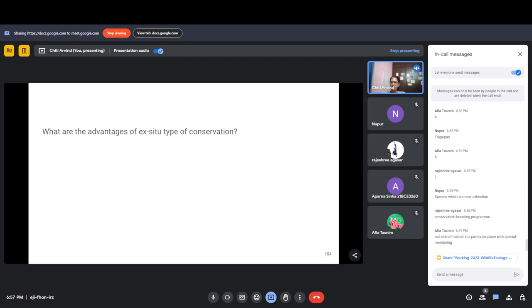Afia, you're telling in situ or ex situ? Ex situ, right. So, ex situ is offsite by creating suitable conditions for breeding. Ex situ means outside natural habitat, correct. So now, why is ex situ conservation so important and what are the advantages of ex situ conservation?